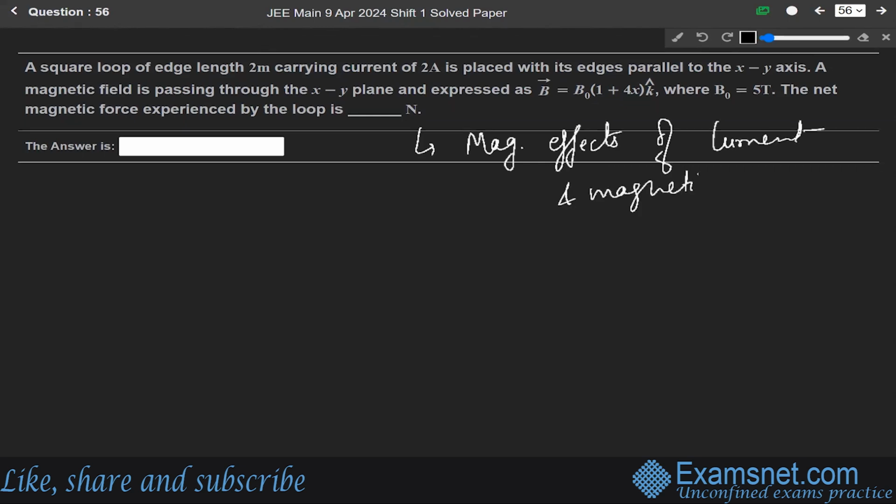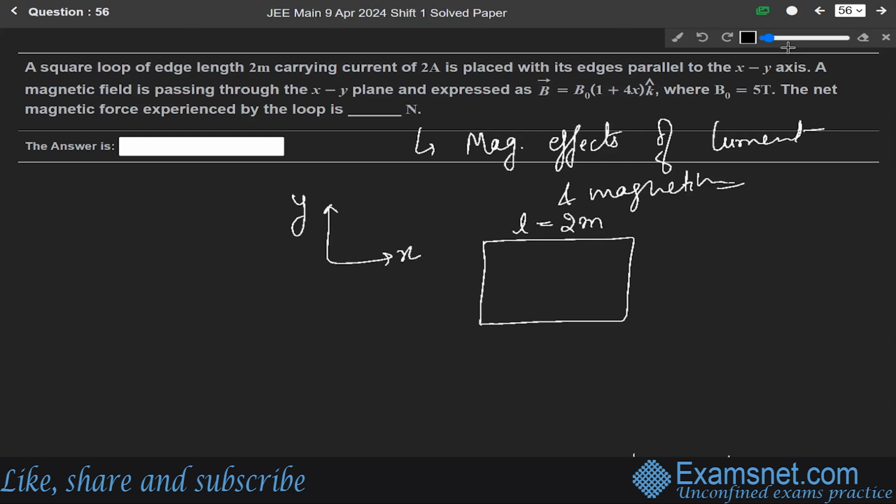Now, this is the xy plane, and according to the question, we are given a square loop whose edge length is 2 meter, and the current flowing in the circuit is 2 ampere. Let us say F1 force is acting in this direction, and F2 force is acting in this direction. This is the center. According to coordinates, this one will be x equals 0, and this is x equals 2.